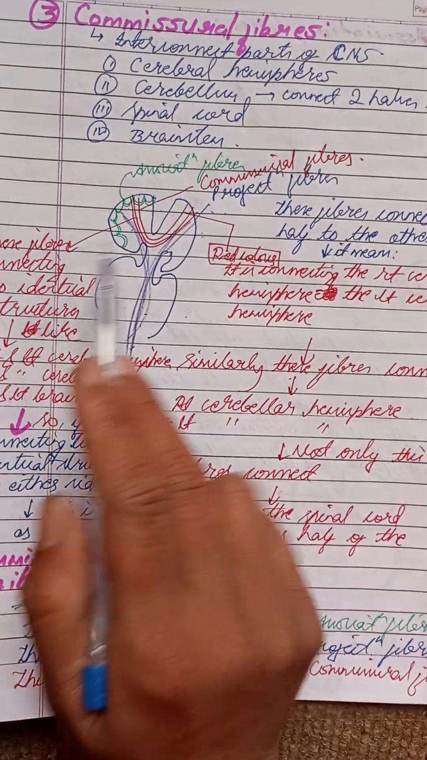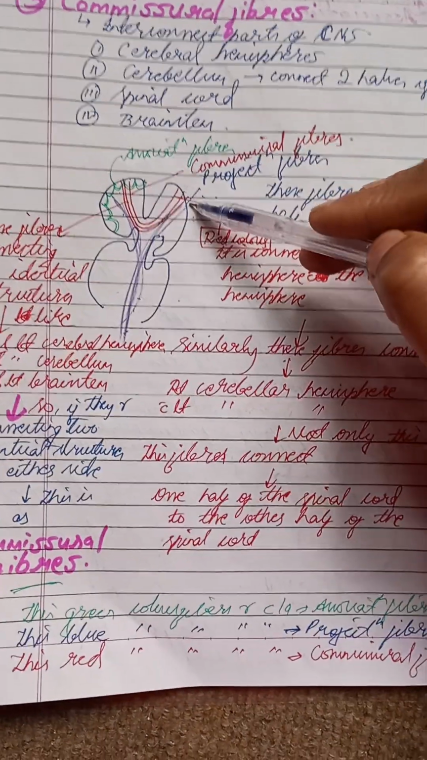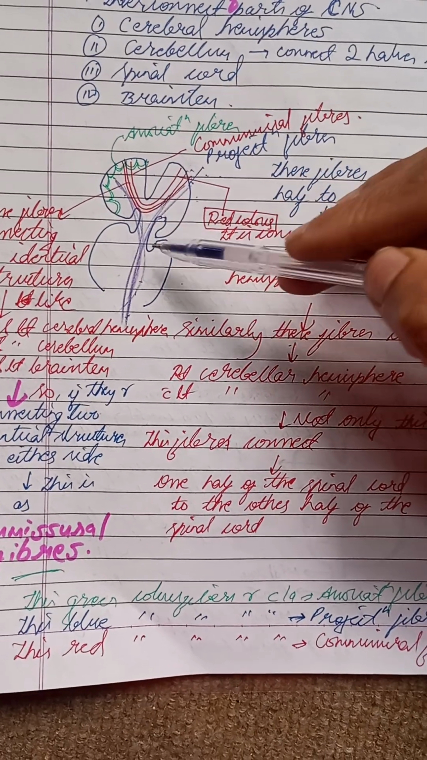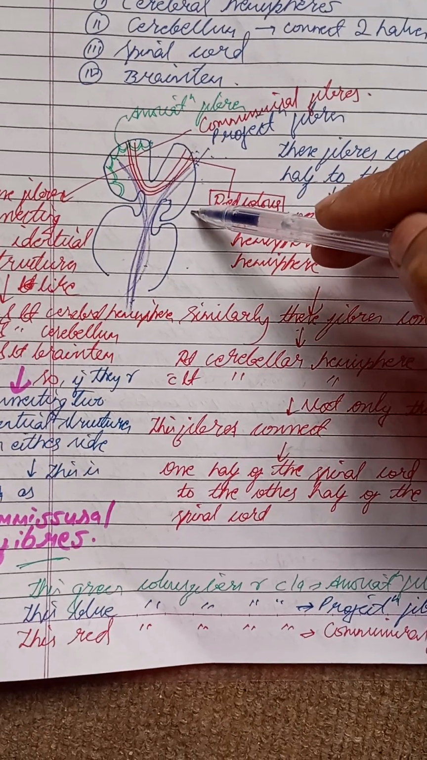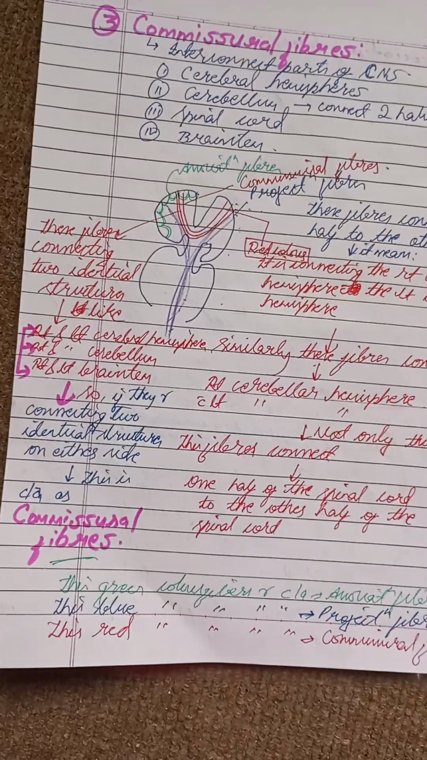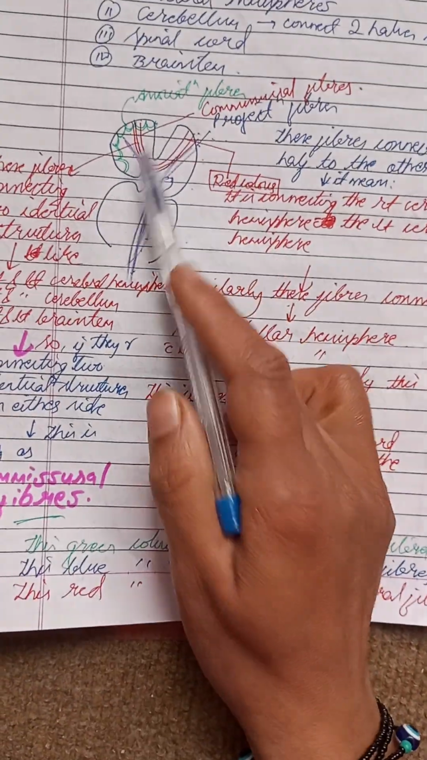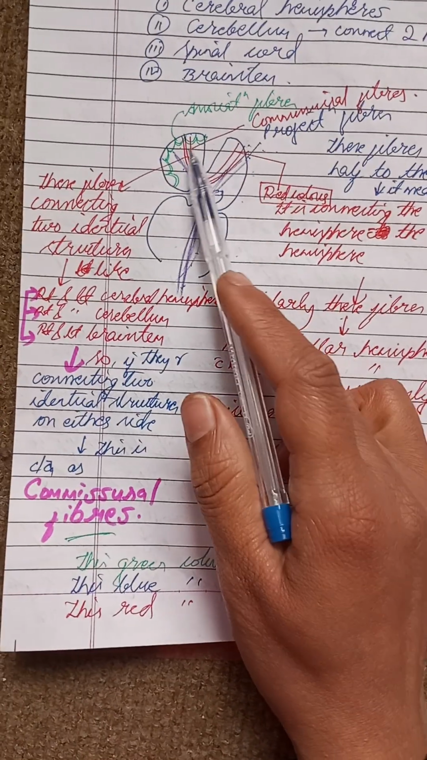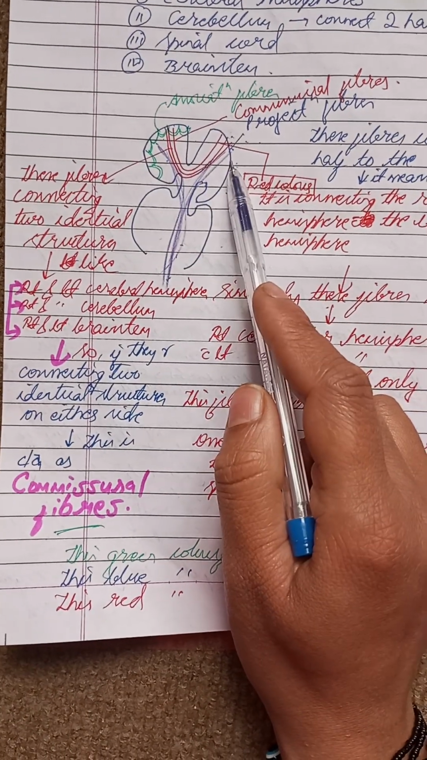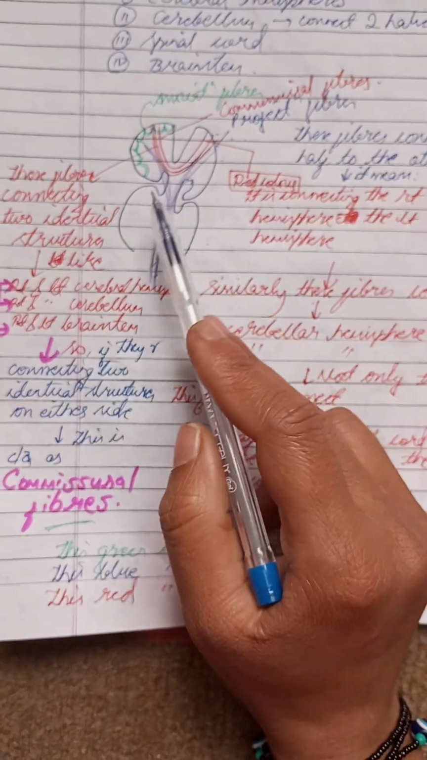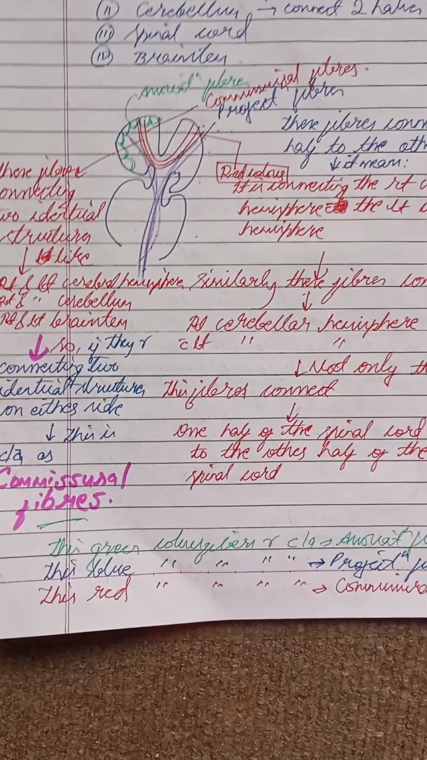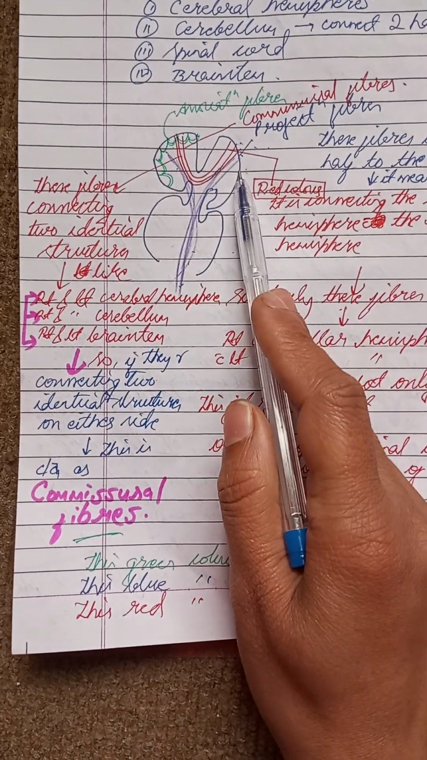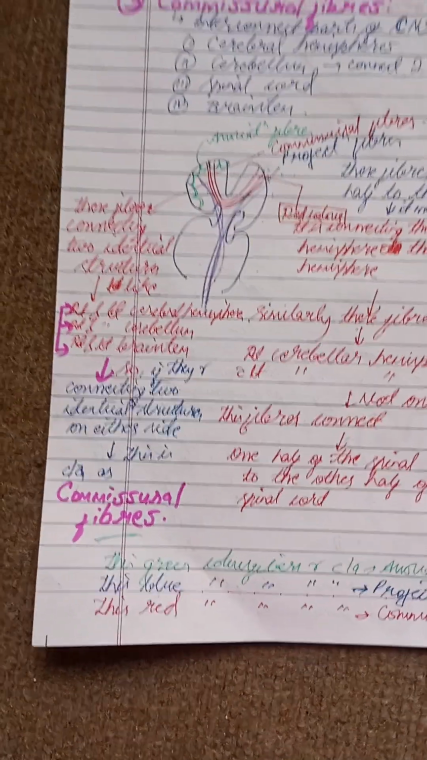Similarly, these fibers connect the right cerebral hemisphere to the left cerebral hemisphere. Not only that, fibers also connect one half of the spinal cord to the other half of the spinal cord. So these are called commissural fibers. These commissural fibers connect two identical structures, like the right and left cerebral hemispheres, right and left cerebellum, or right and left brainstem. If they are connecting two identical structures on either side, they are called commissural fibers.